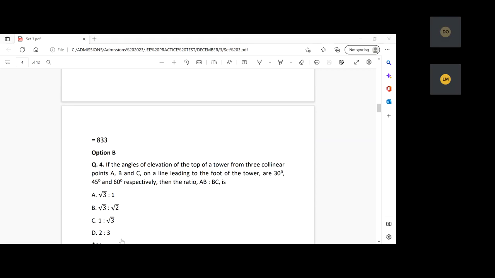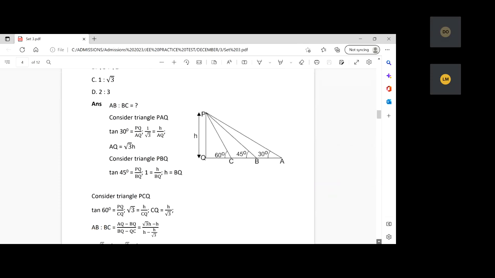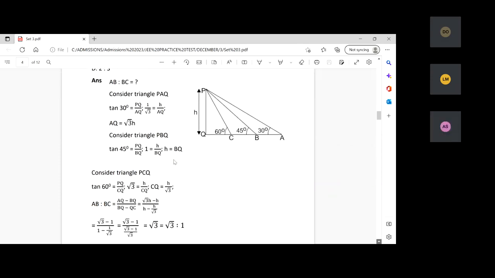I hope almost all of you have solved the question. Let's discuss how we are going to solve it. This is something very common. They have given you A, B, and C and the angles 30, 45, 60. These are collinear and meet the foot of the tower, which I named PQ, and you can assume the height as H. You can simply solve this whole question by using tan theta.